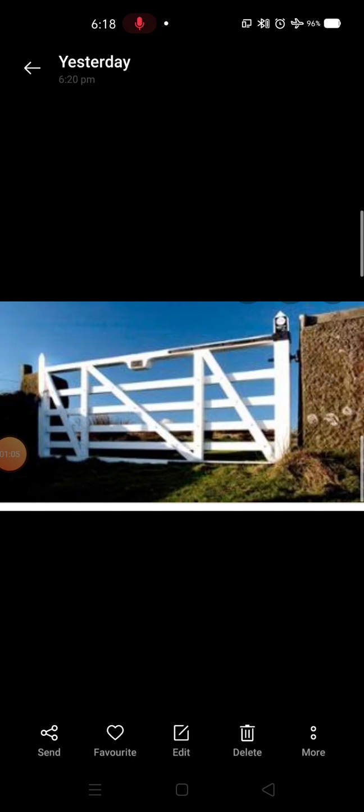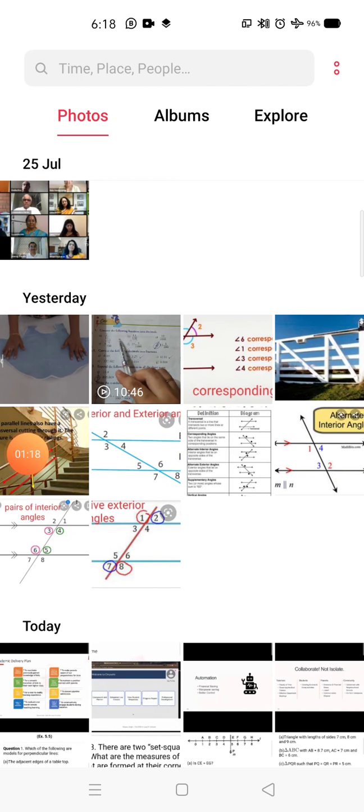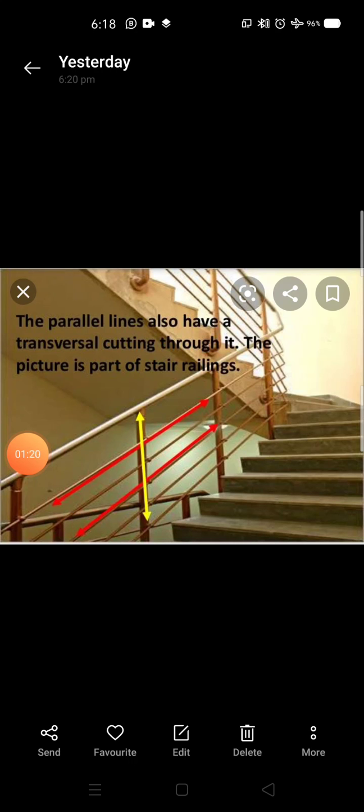Now in day-to-day life there are so many examples of transversal line. You can see this gate, there are four parallel lines and three transversal lines which are intersecting these four lines. Now this is another example of transversal line. This stairs railing, in which two red lines are parallel and one yellow line is called transversal line.